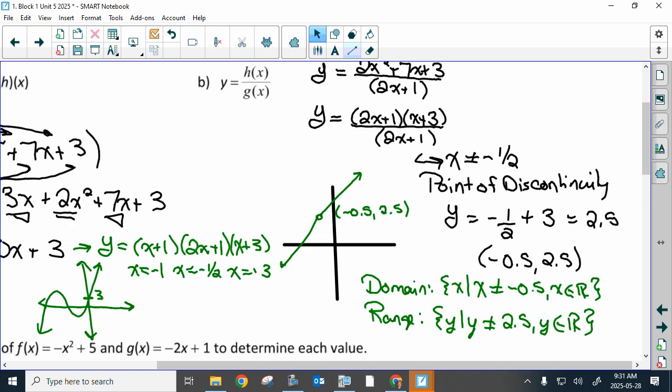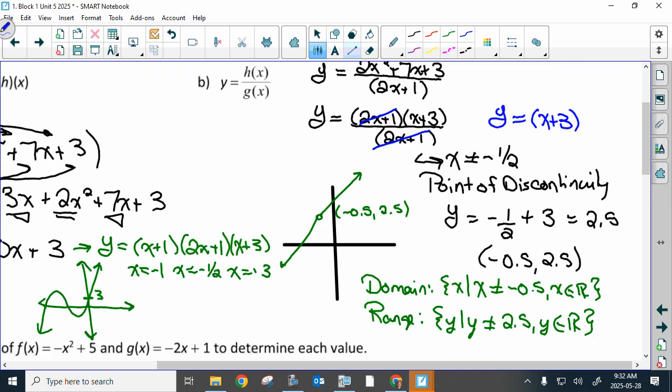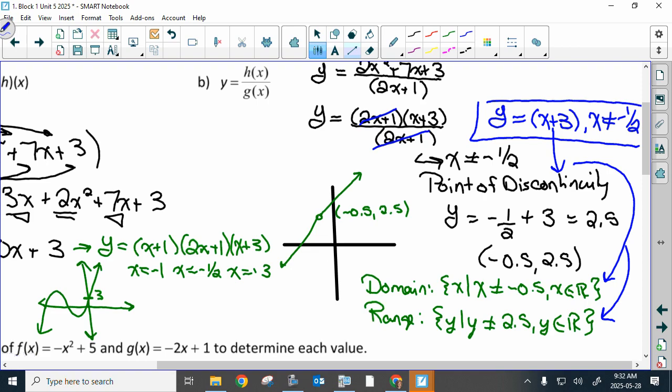Does that look okay? Now, in terms of actually doing the quotient, I should have said this. Y is equal to x plus 3, comma, x can't equal negative 1/2 as a part of that. And then connect it to the point of discontinuity. And then from there, you get your domain and your range. So this is actually the quotient. You're actually going to do the division.